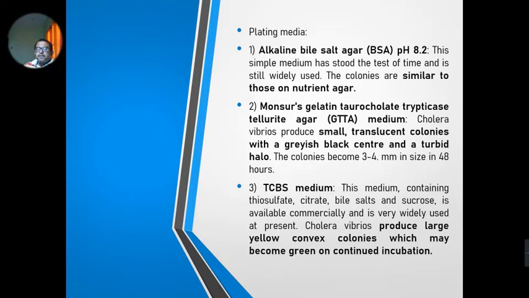Up to now we have seen the transport as well as the holding medium. In the next step we have to transfer the bacteria which is present in the enrichment medium or the holding medium into the plating medium. Different types of plating mediums are available. First is the alkaline bile salt agar with a pH of 8.2. This is a simple medium and it is widely used for the isolation of Vibrio cholerae. The colonies produced on this alkaline bile salt agar look like those on nutrient agar plates where this bacteria can be grown.